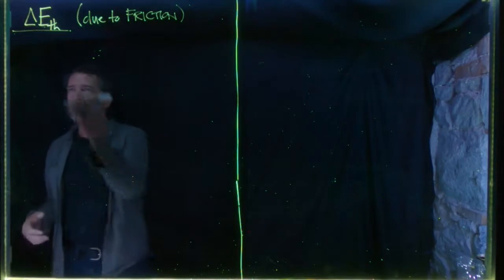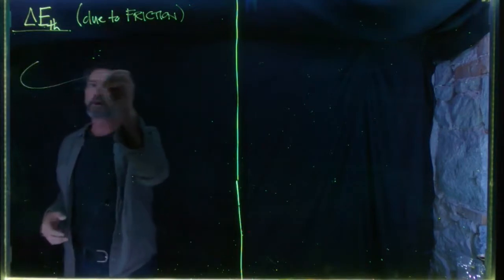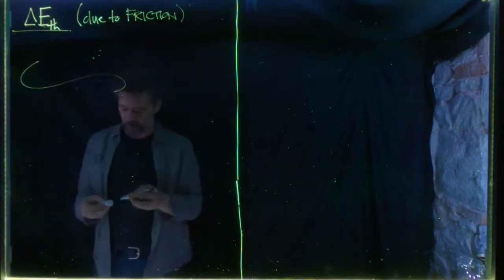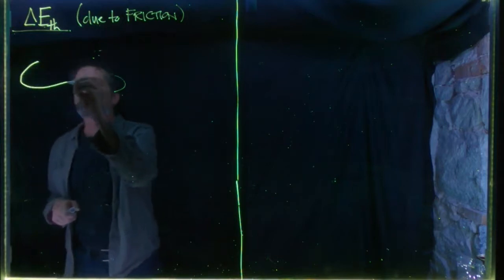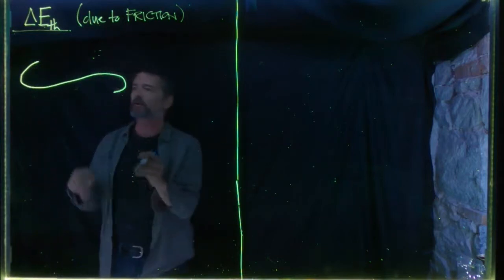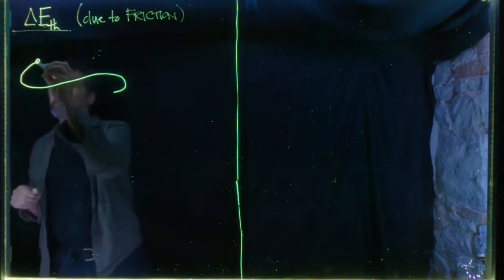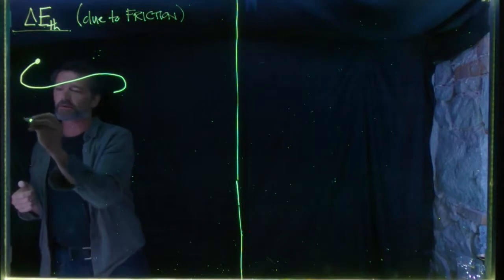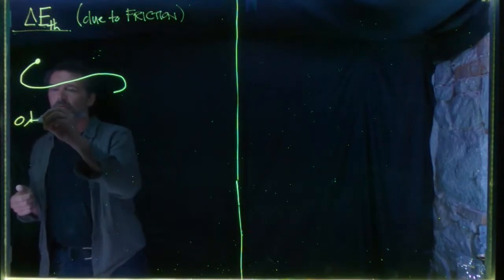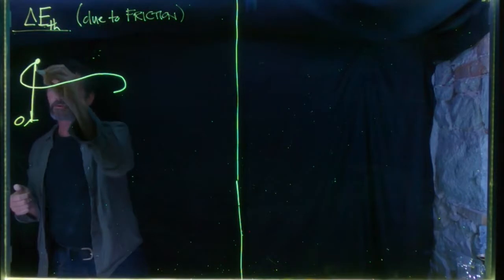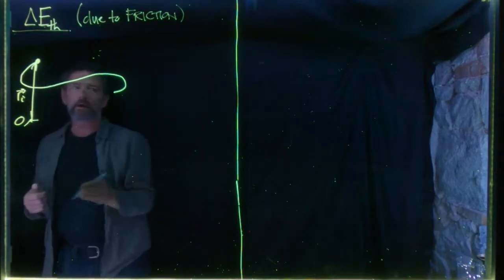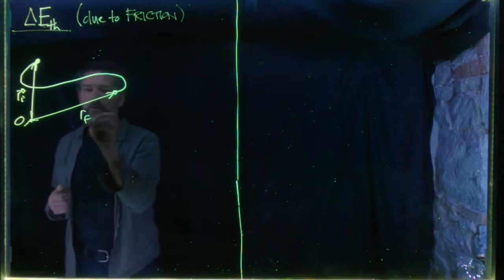Okay, so we'll start with our generic sort of three-dimensional trajectory. A trajectory of an object in three-dimensional space. And that object starts at that initial position, and relative to some coordinate origin here, the initial position is described by the initial position vector, r initial. And the final position is described by the final position vector, r final.